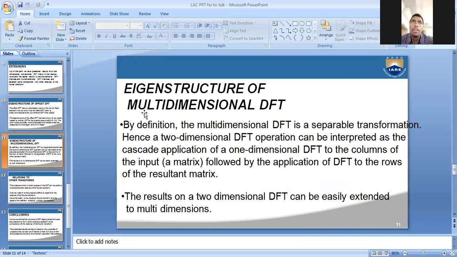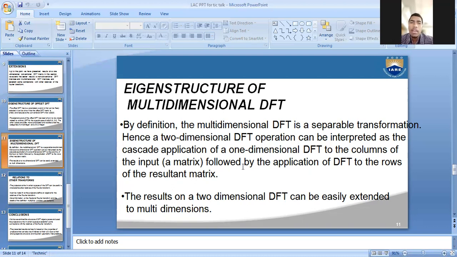Eigenstructure of the multidimensional DFT. Means we are going to learn about differences in eigenstructures in unidimensional and multidimensional DFT and so on. By definition, the multidimensional DFT is a separable transformation. Hence, a two-dimensional DFT operation can be interpreted as the cascade application of a one-dimensional DFT to the columns of the input matrix, followed by the application of a DFT to the rows of the resultant matrix.